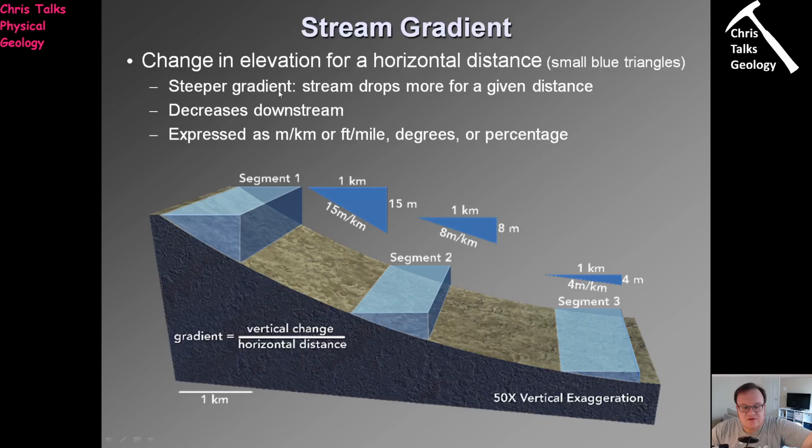So as discussed, the steeper the gradient, the stream will drop quickly over a given distance, meaning the water drops faster under gravity, so it has more velocity. The gradient decreases downstream, and gradients will often be described in meters per kilometer or feet per mile. Sometimes they'll be described in degrees or percentages.